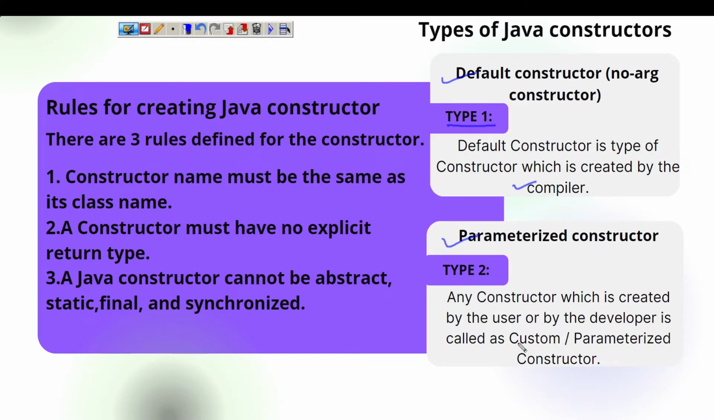So let us see the rules for creating a Java constructor. There are three specific rules. Rule 1: the constructor name must be the same as its class name. Rule 2: a constructor must have no explicit return type. Rule 3: a Java constructor cannot be abstract, static, final, or synchronized. So there are these three rules. When we are creating a constructor, let us keep them in our mind.